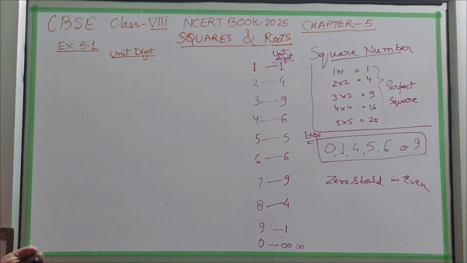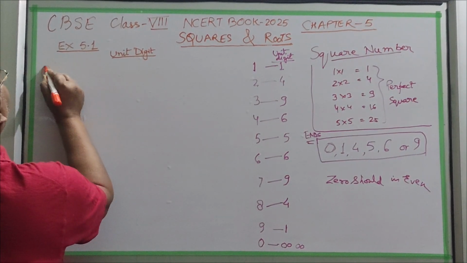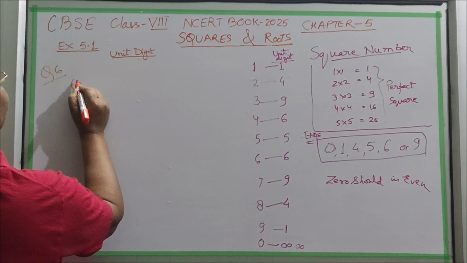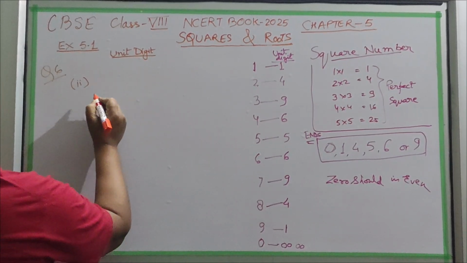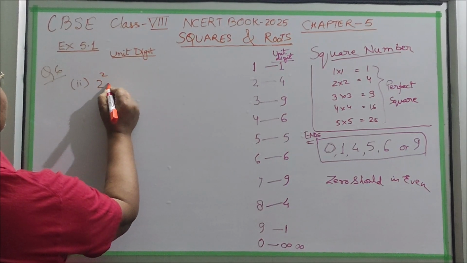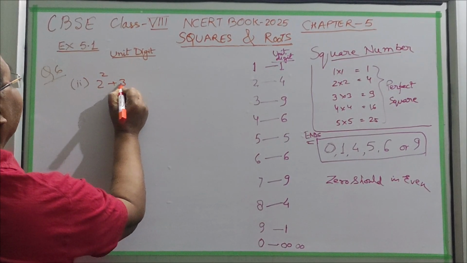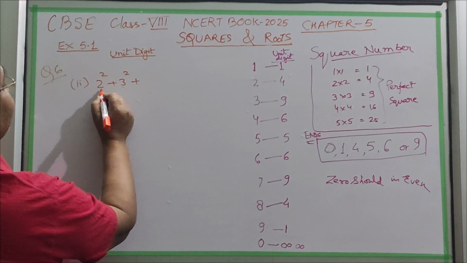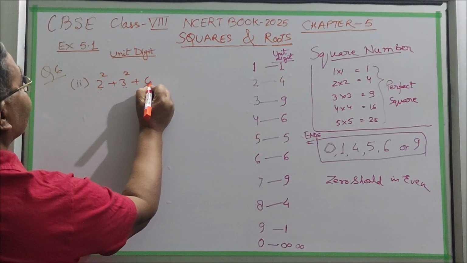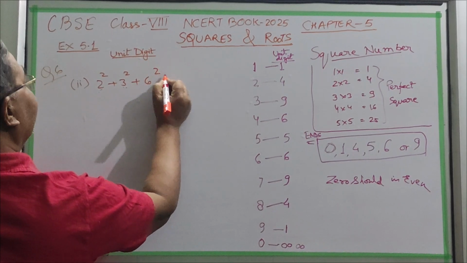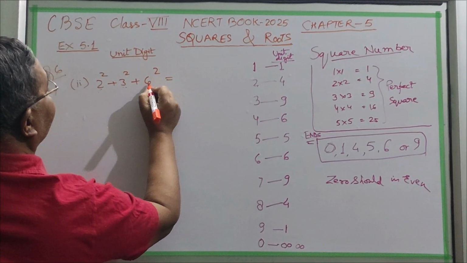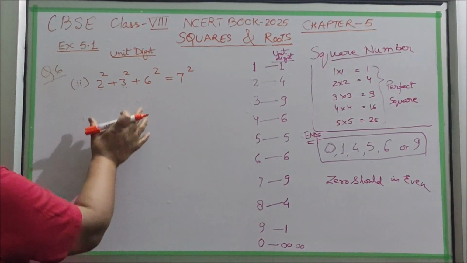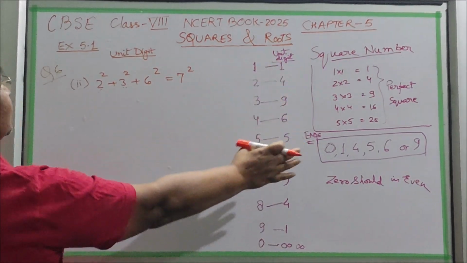Now question number 6. Here you will learn a new pattern. Like for 2, we want to do 2 square plus 2, the next number is 3 square. Now you multiply these two numbers, 2 and 3, it will come 6, and the sum will be 6 square plus the square of the next number, then it will be the square of 7. Okay, so this is a peculiarity of a square number.